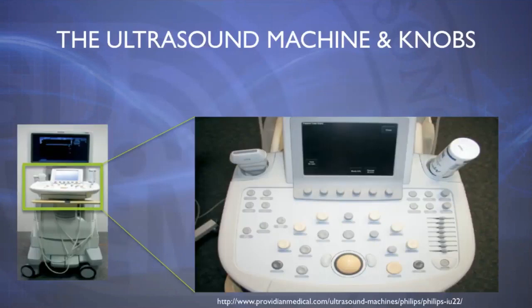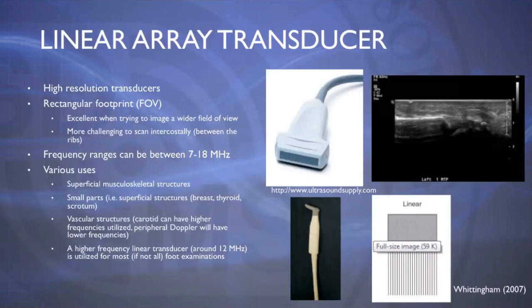Let's start first with the ultrasound machine and the knobs that you'll need to use to better utilize your image. First, we'll be using a linear array transducer. As we know, these are high-resolution probes with a rectangular footprint. The frequency ranges on these transducers can be anywhere from 7 to 18 megahertz, and the uses for linear transducers are various, and they include looking at musculoskeletal structures like the foot, different superficial structures such as the breast, thyroid, and scrotum, as well as vascular structures. But again, these probes will be used for most, if not all, foot examinations.